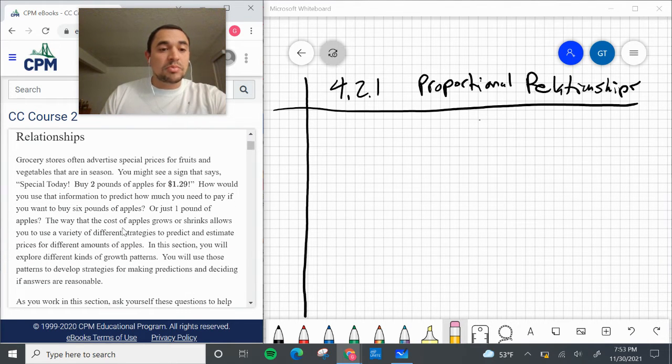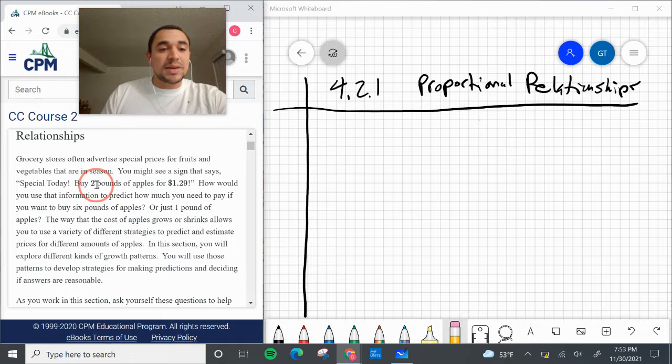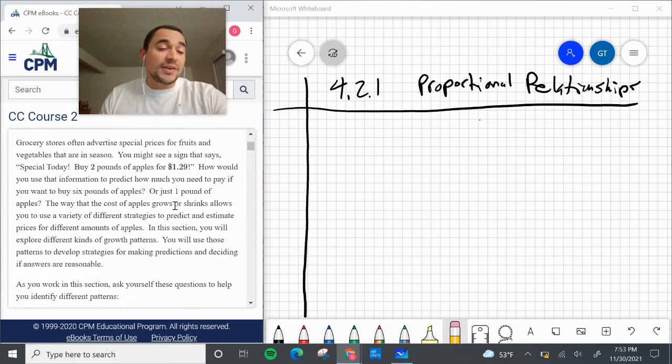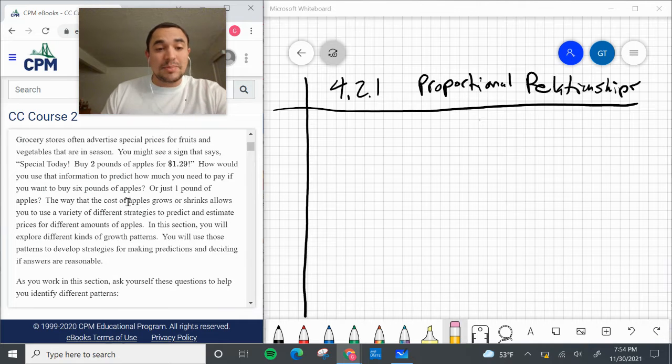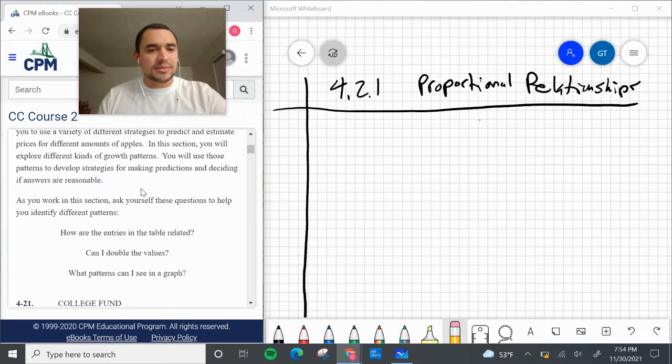All right, so today, for example, we have: buy 2 pounds of apples for $1.29. What if I needed to buy, for example, 6 apples, or maybe 1 pound of apples, or 6 pounds of apples? What would we really do? We're going to be talking about those things.